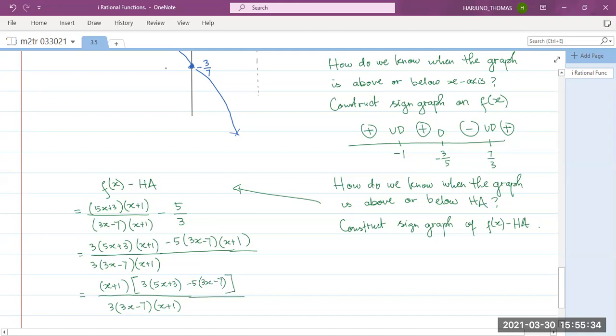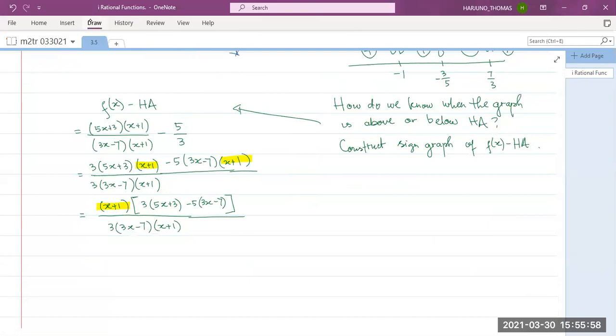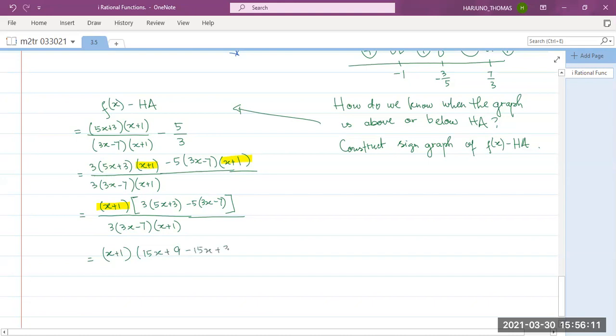Okay, take a look. I factor this guy out, instead of foiling that and then combining like terms and then factoring back. Now here I see common factor x plus 1, right? I factor that out. So basically I do factorization by grouping here. Then simplify further, I will get x plus 1 times 15x plus 9 minus 15x plus 35.